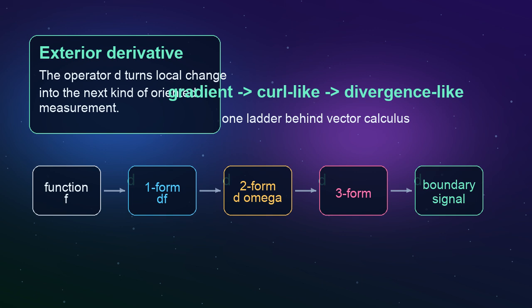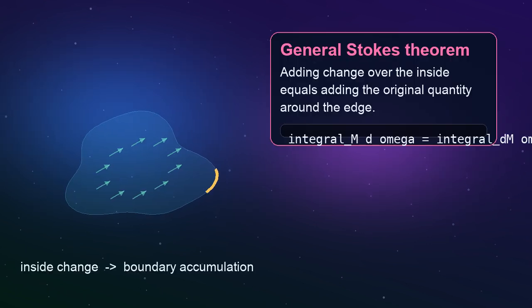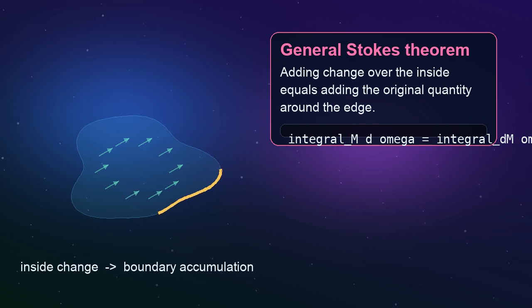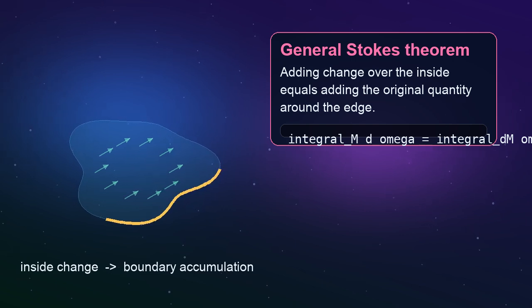The magic move is the exterior derivative. Written d, it turns forms into boundary detectors. A function becomes its gradient one form. A one form becomes a curl-like two form. A two form becomes a divergence-like three form.